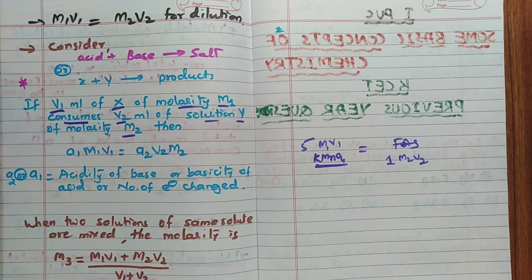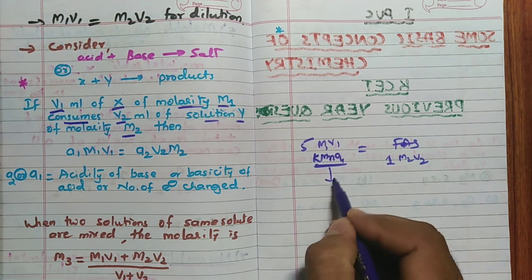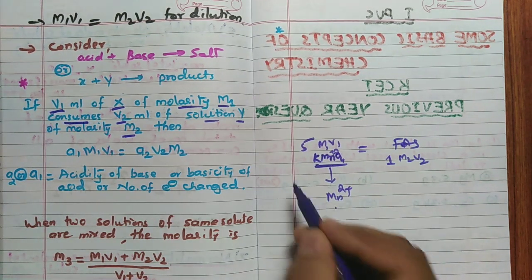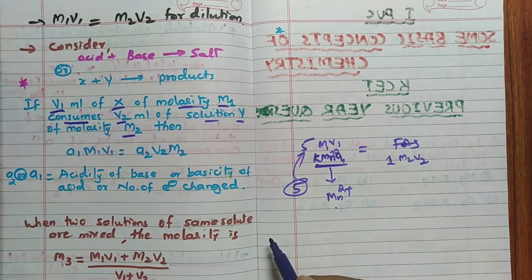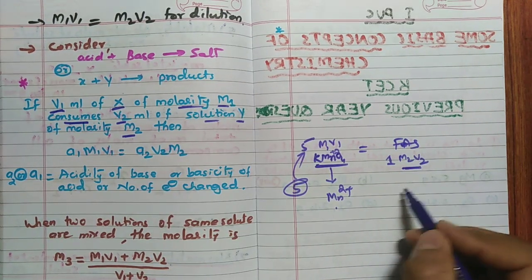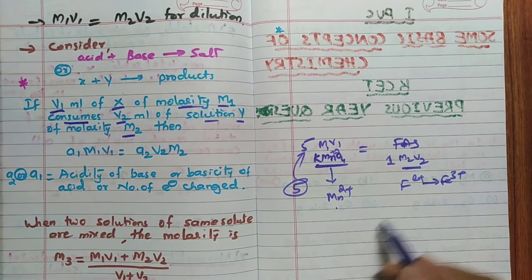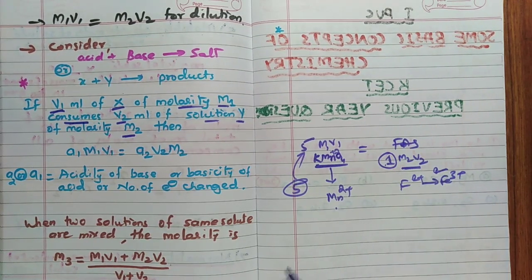What was the reason for this? You can see KMnO4 is reduced to Mn2+, correct? So how many units change? Mn from +7 to +2, 5 units, hence you have taken this. For FAS, Fe2+ is oxidized to Fe3+, so 1 unit change, hence you have taken 1.